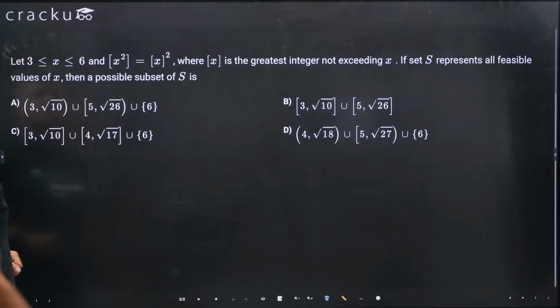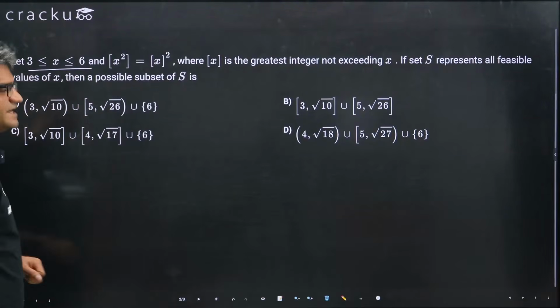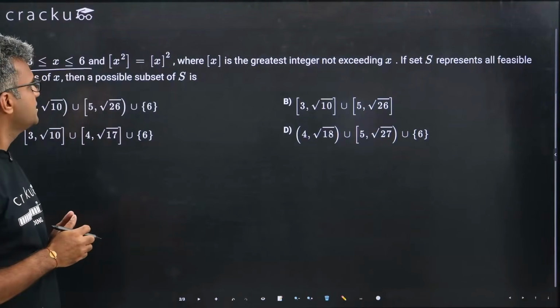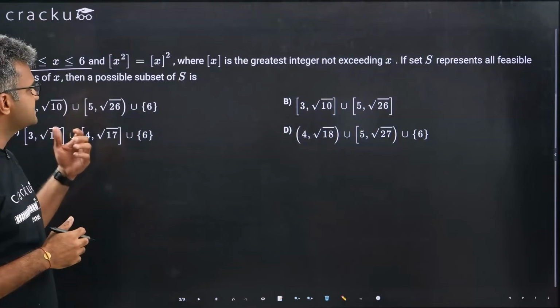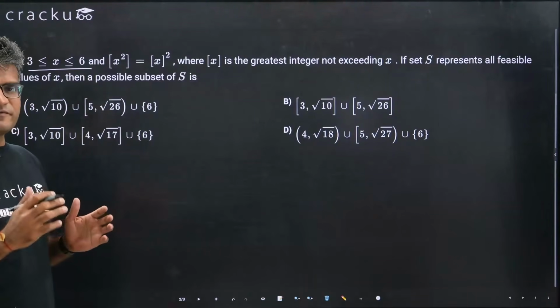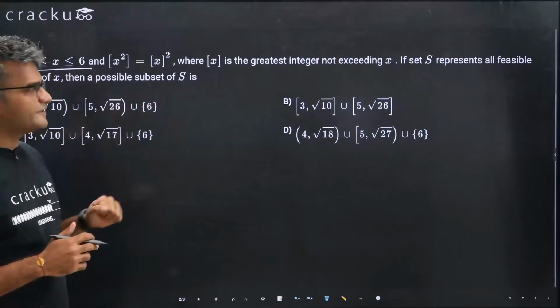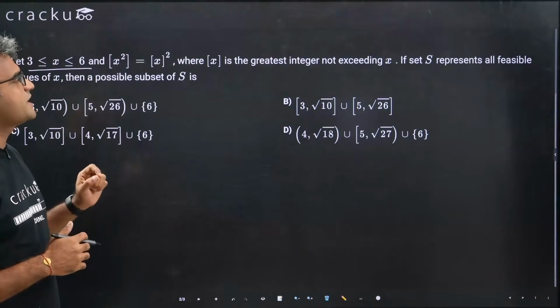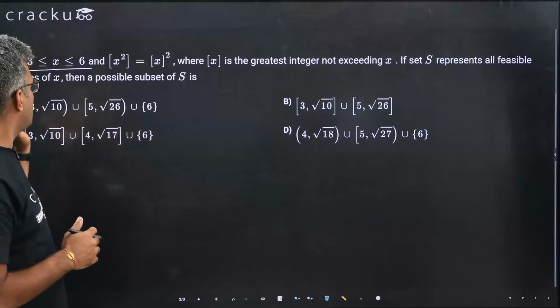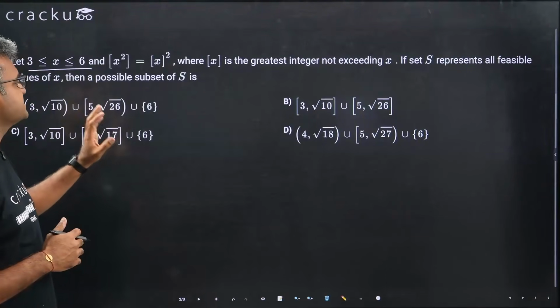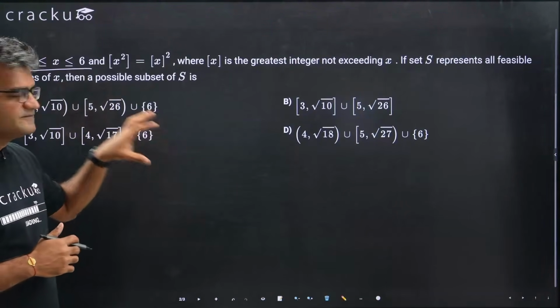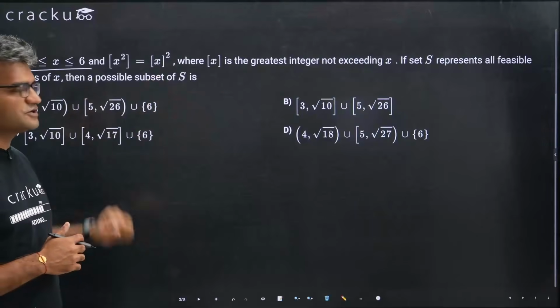In this question, we are told that x lies between 3 and 6, both of them included, and it is such that the integer part of x square is equal to the square of the integer part of x. Now we are required to calculate the set S where all the feasible values of x exist, and we are given 4 options. We are required to calculate which of them is a subset of S.